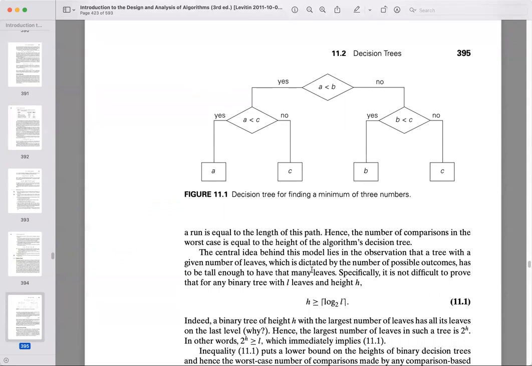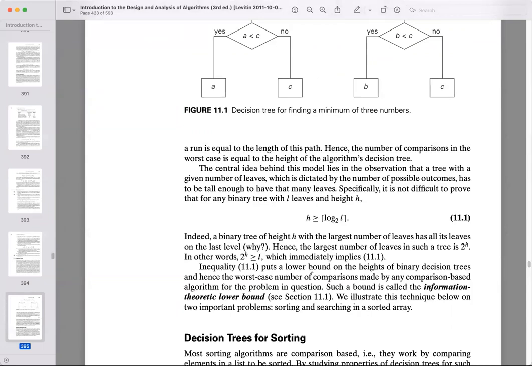So as it says here in theorem 11.1, the central idea behind this model lies in the observation that a tree with a given number of leaves, it's a binary tree. We've talked about that. I assume you talked about it in data structures. We know that the height of a binary tree with L leaves is at least log 2 of L. So from that, we can figure out that this is going to be a log 2 of N problem.